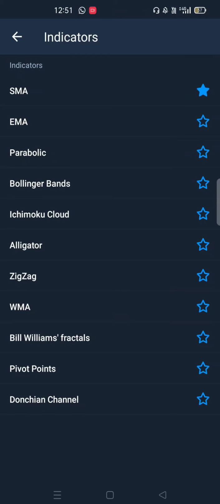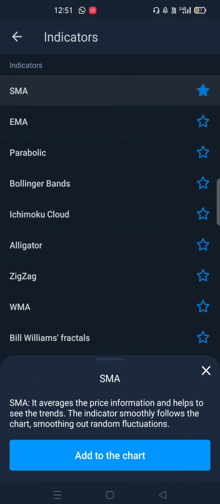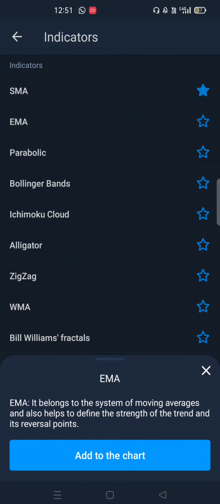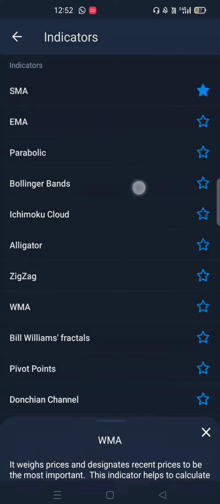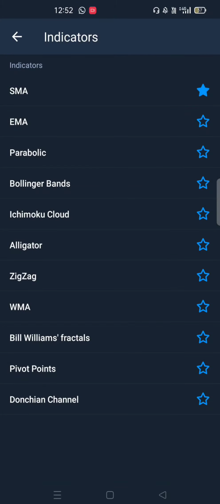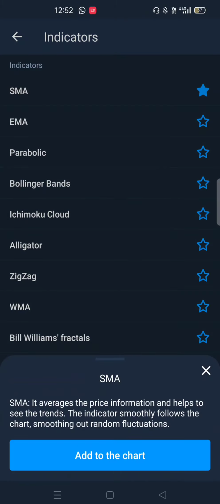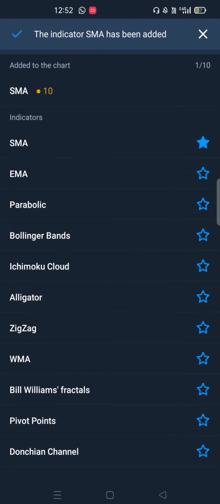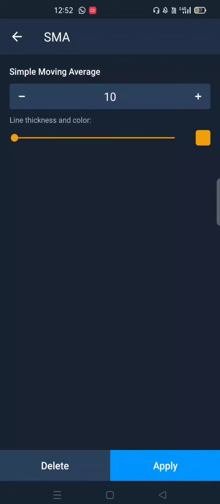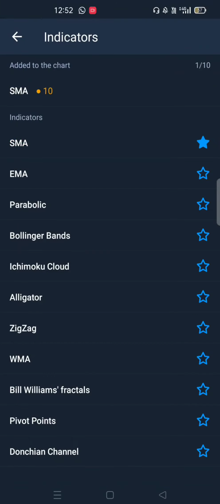Then of course there are moving averages. About moving averages, we have the SMA moving average, the EMA moving average, and the WMA. Each of these again work with the same principles. Okay, let's just add the SMA. We can change those periods here.